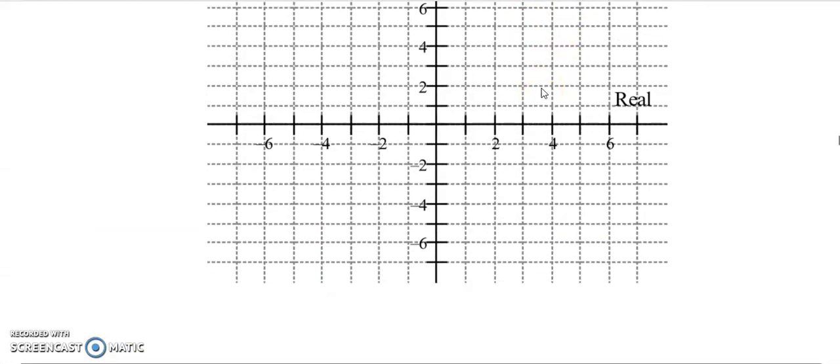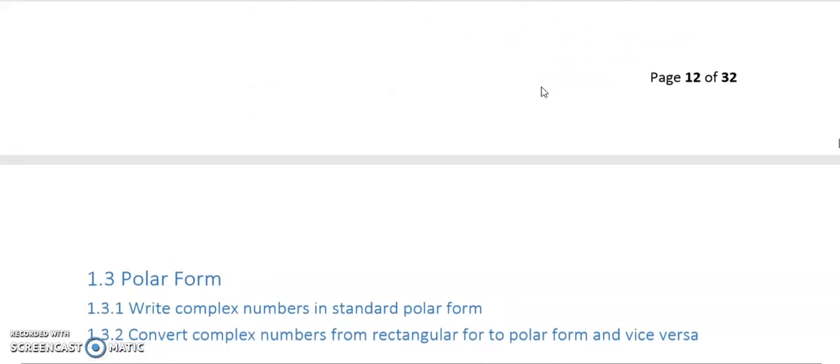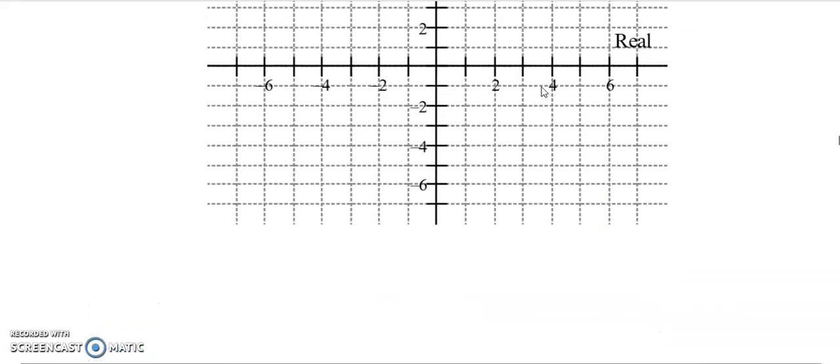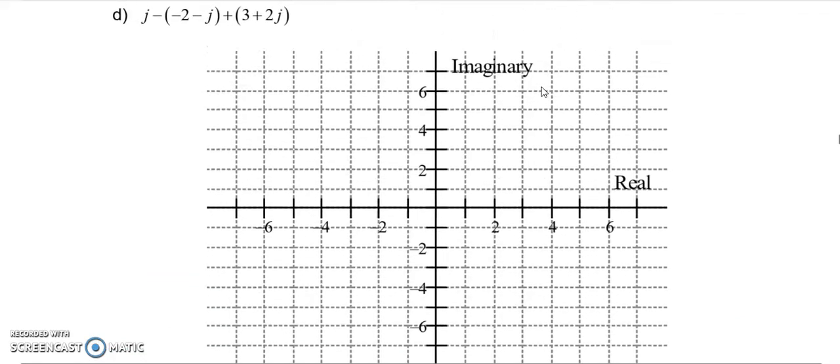So when we come back in our next video, we're actually going to be looking at another way that you can write complex numbers called polar form. But understanding polar form really depends on how well you understand the concept of graphing a complex number on a set of real and imaginary axes.